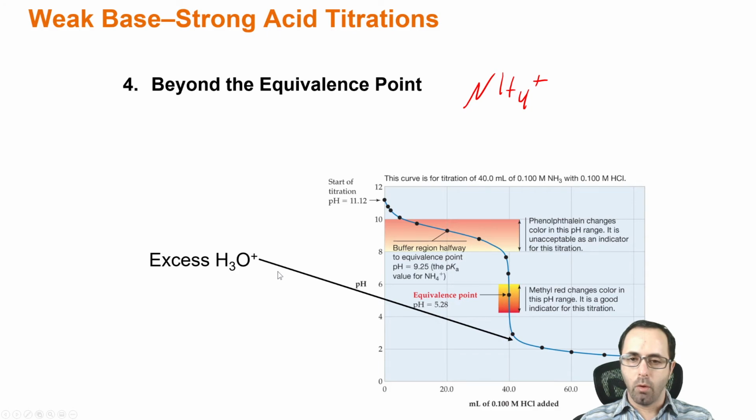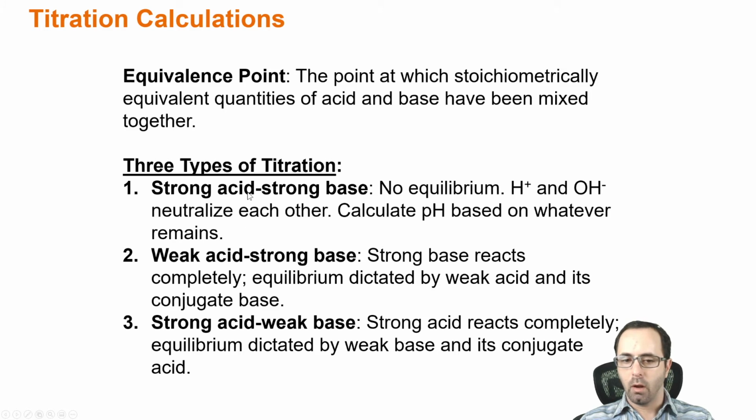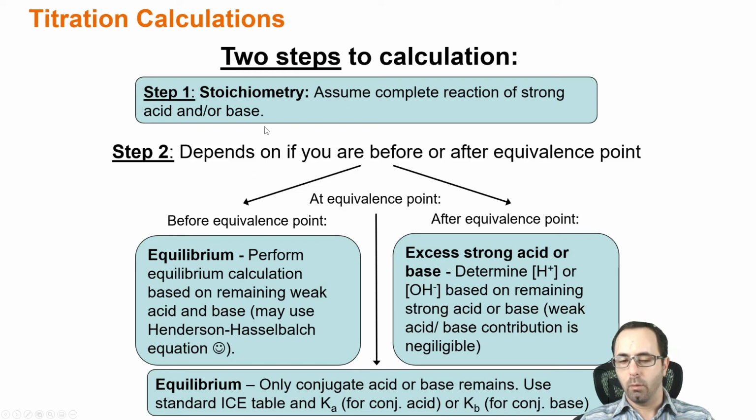So for review, what I've shown you for each of these three types of titrations, strong acid, strong base; weak acid, strong base; strong acid, weak base, particularly for the weak acid, strong base, and strong acid, weak base, there are two steps you have to do. Number one, consider the stoichiometry and assume the complete reaction of the strong acid or strong base. If you are before the equivalence point, you will be in the buffer region, and you'll have significant amounts of weak acid and conjugate base, or weak base and conjugate acid, so you can use the Henderson-Hasselbalch equation to determine the pH.